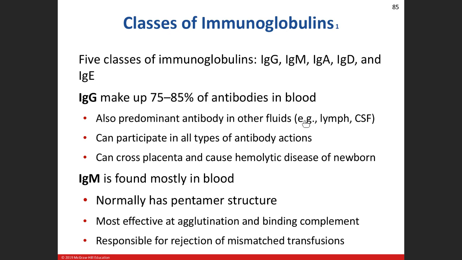So you can see that it does quite a lot of stuff, these antibodies. Questions about that so far? I'm actually moving through this much faster than I thought I would. Hoorah!